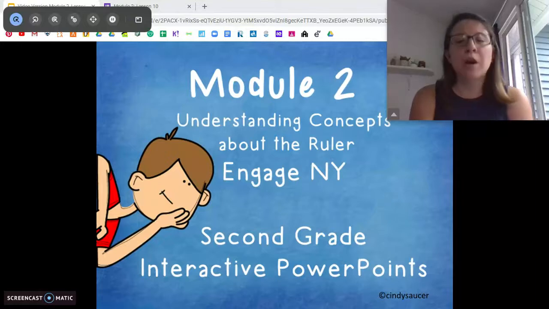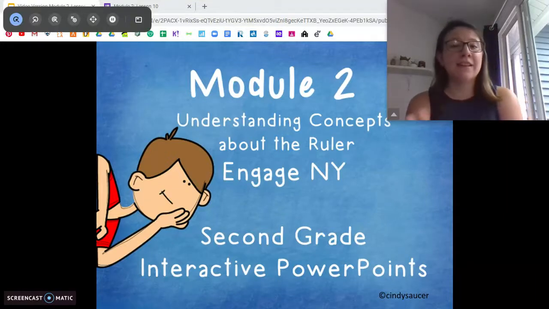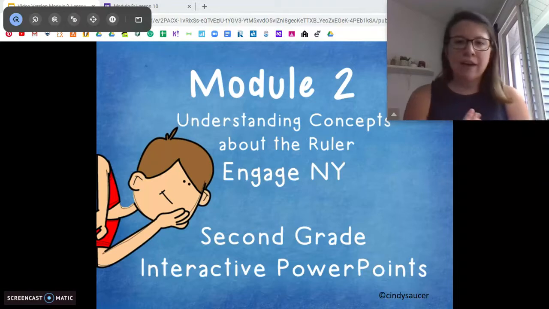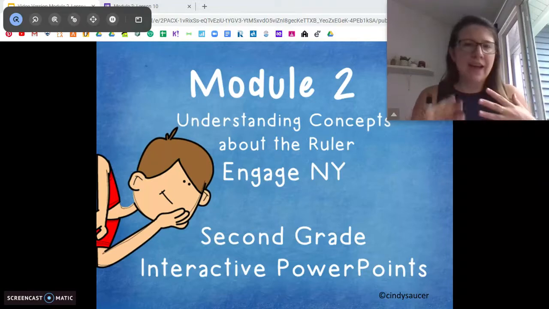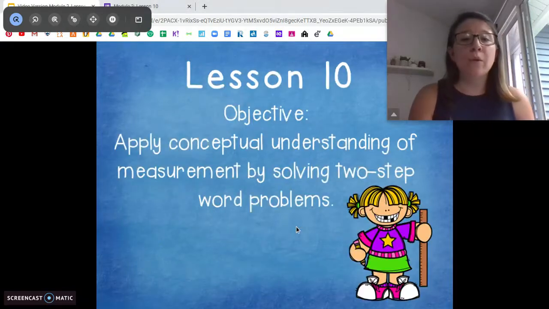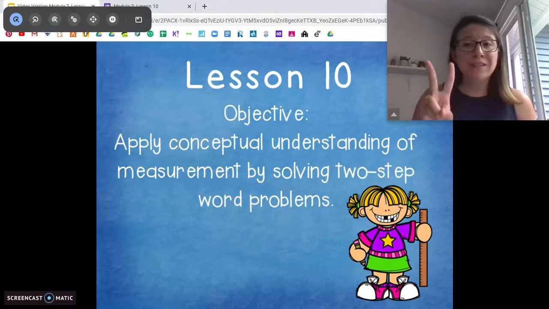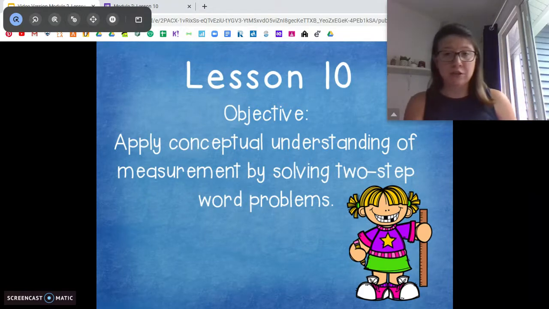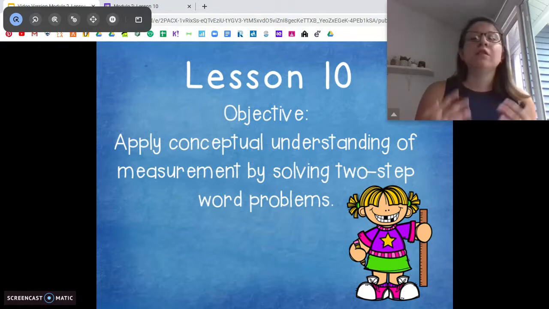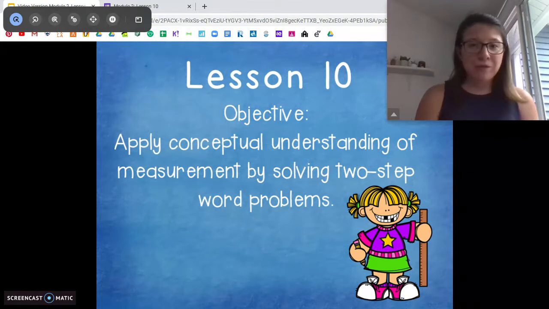So today we're going to do Module 2, Lesson 10. This is the last lesson in Module 2. It's kind of going to wrap up everything that we've done with measurement and adding base 10 units. So today our focus is going to be on word problems. We're going to be solving two-step word problems. That means there's two things you have to do before we get to the answer. And they're going to be involved with measurement, so something we've gone over before. So don't worry, I'm going to walk you through it.